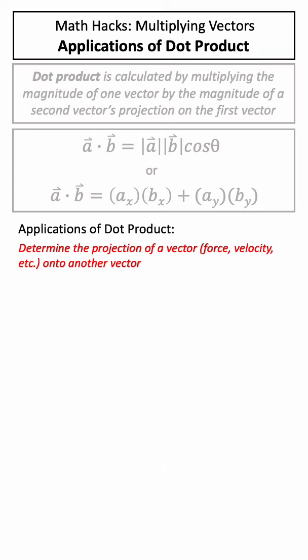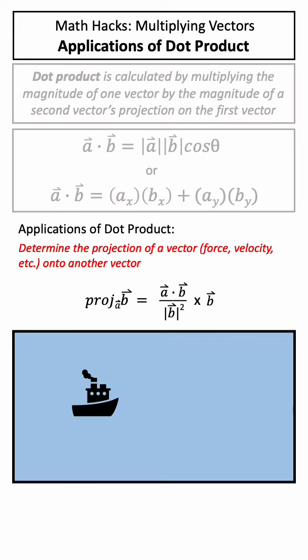Determining the projection of a vector on another vector is another application of dot product, seen in the formula here. For example, say we have a boat which has a given velocity from its engine, but there's also a current in the water. We can find the projection of this velocity in the direction of the boat's motion to solve for the total velocity of the boat.